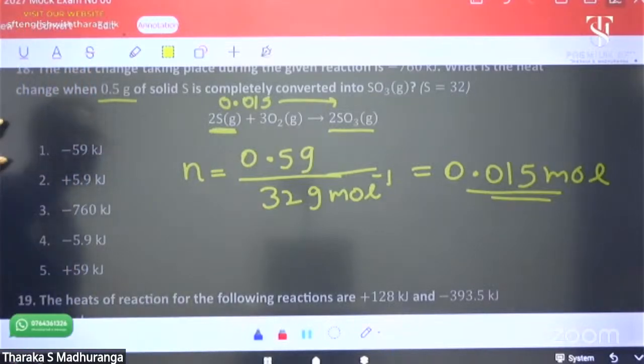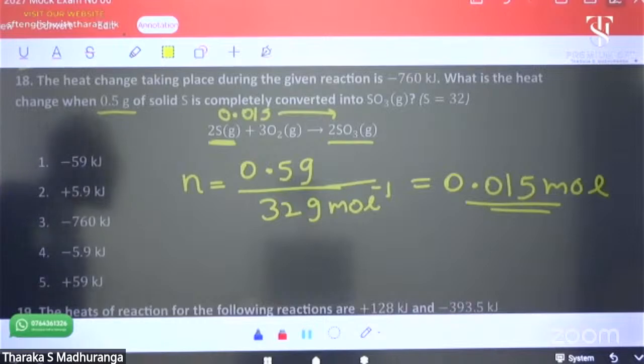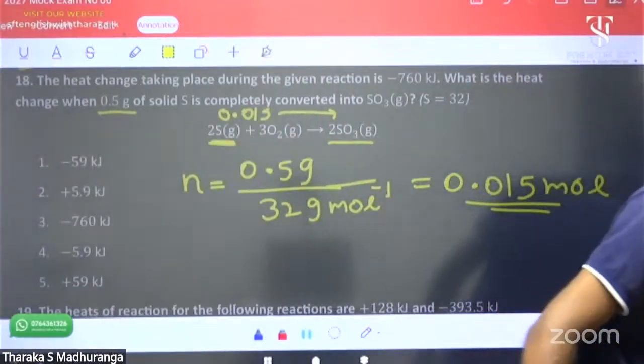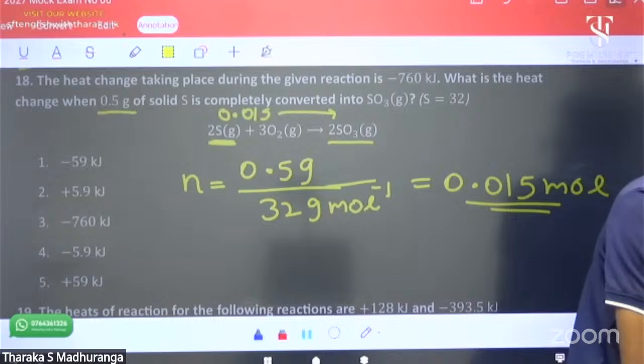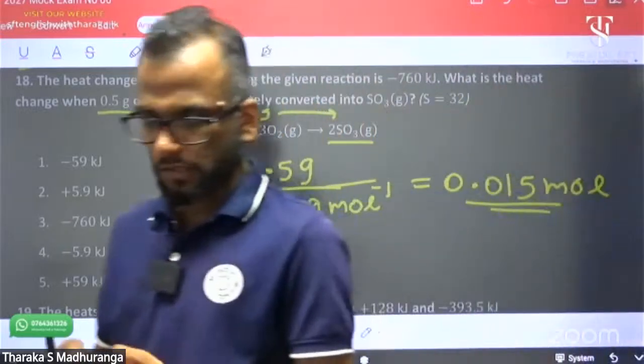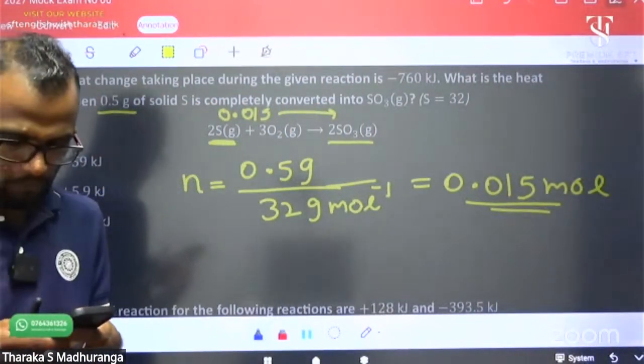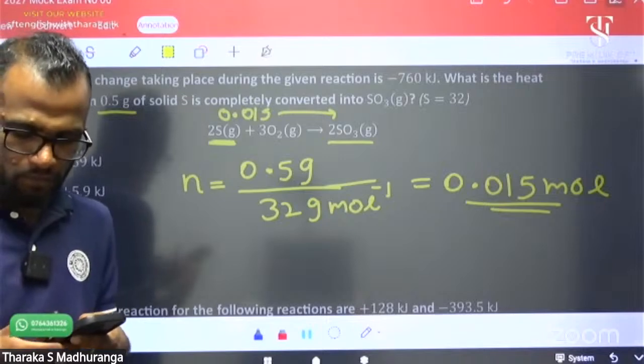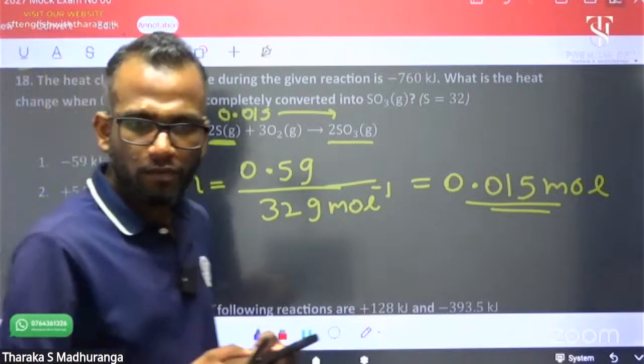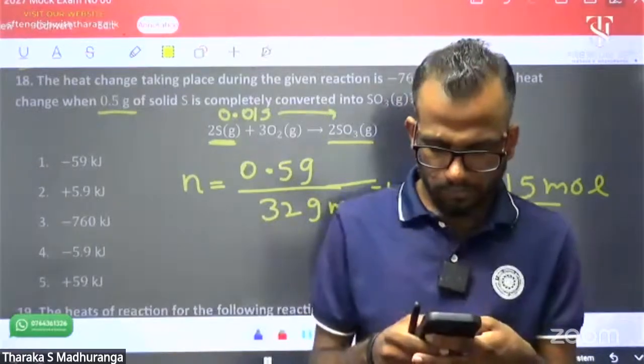Not the heat of reaction, the heat change is given. Okay, let's see. It is 760 divided by 2.